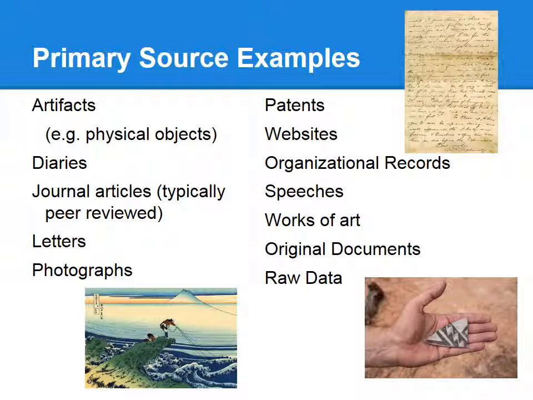So some examples of primary sources are artifacts, physical objects, the original objects themselves, diaries, journal articles. That's the one we'll typically be using here in a college paper. And here we usually want peer-reviewed articles. Letters, photographs, patents, websites, records, any of these things could be considered primary sources.